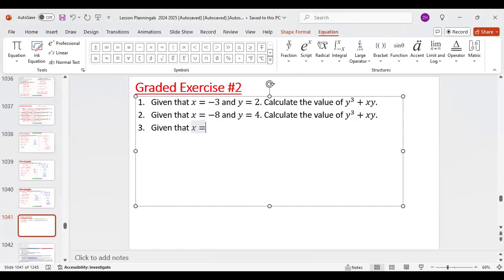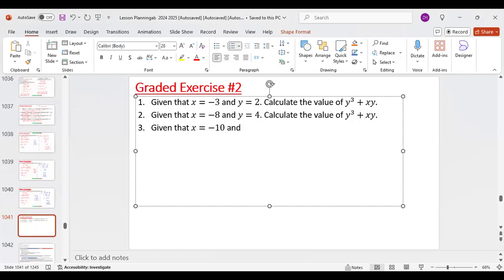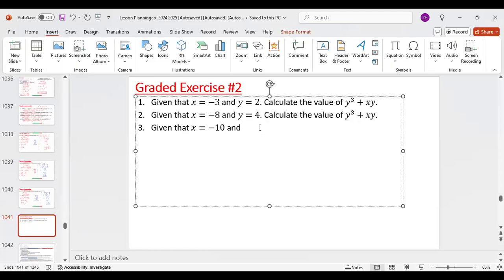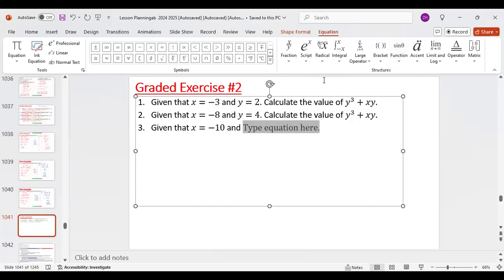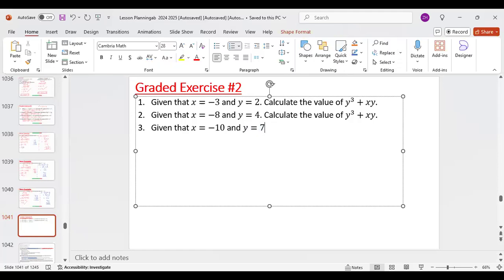Number 3, given that x is equal to -10, and y is equal to 7. Calculate the value of this thing. And so those are the first three. I'm going to give you 4.